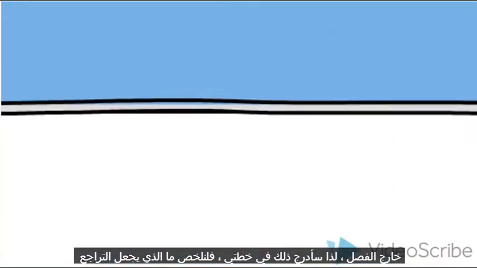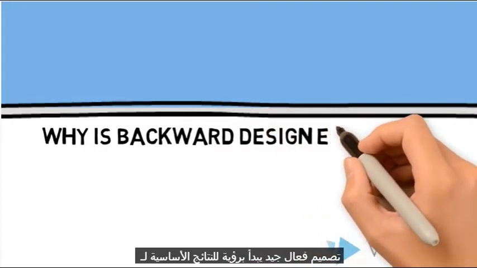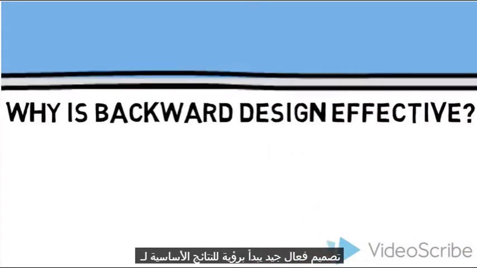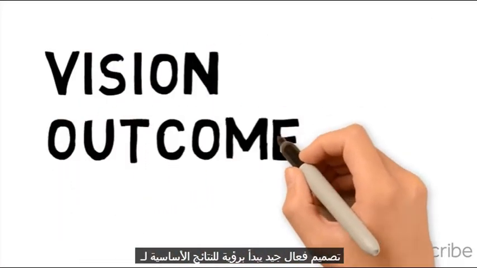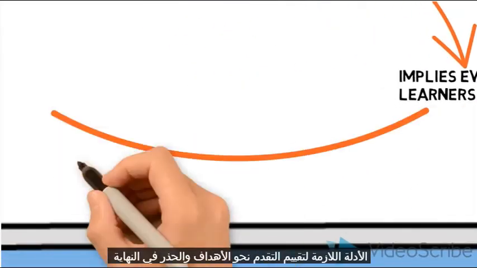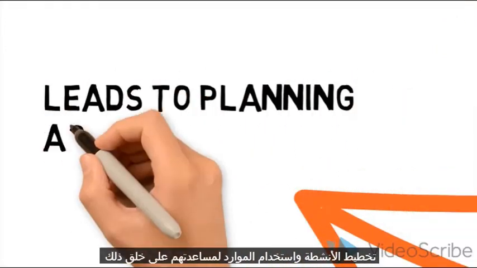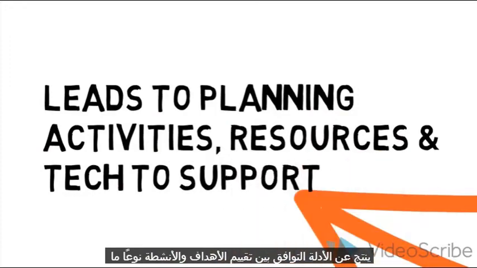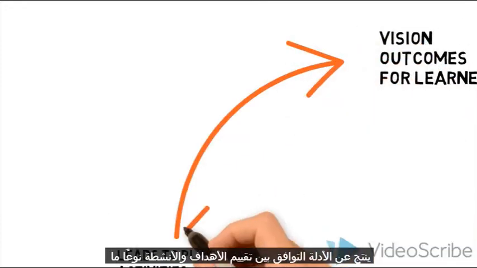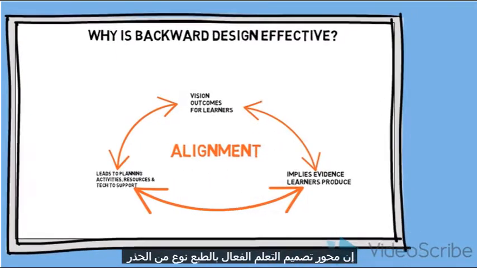Let's recap. What makes backward design effective? Well, starting with a vision for the essential outcomes for learners and defining goals sets you on a path to create an environment for learning. From there, planning opportunities for learners to produce the evidence needed to evaluate progress towards goals. And lastly, careful planning of activities and the use of resources to help them create that evidence results in alignment between goals, assessment, and activities, kind of the linchpin of effective learning design.